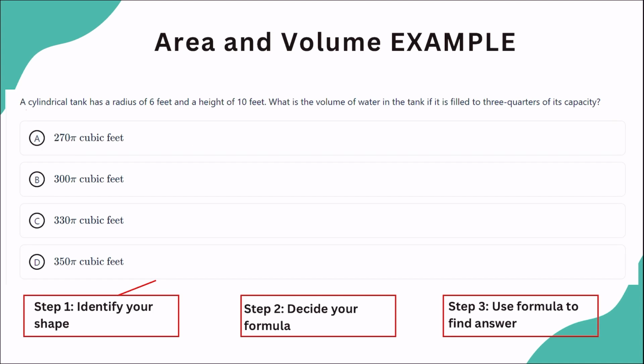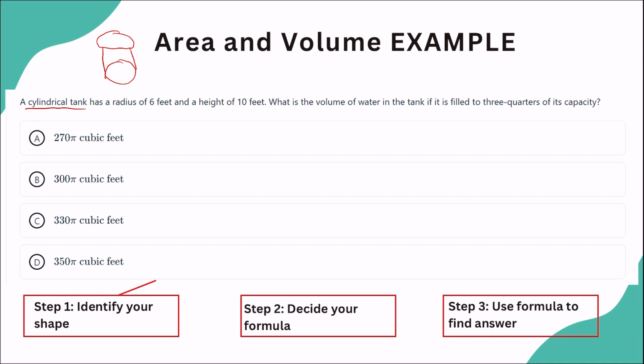So here's an example. A cylindrical tank has a radius of 6 feet and a height of 10 feet. What is the volume of water in the tank if it is filled up to 3/4 of its capacity? Well, we're going to identify our shape, and our shape is a cylindrical tank, and so I think that's going to look something like that. Not an artist, but a cylindrical tank will look something like that.